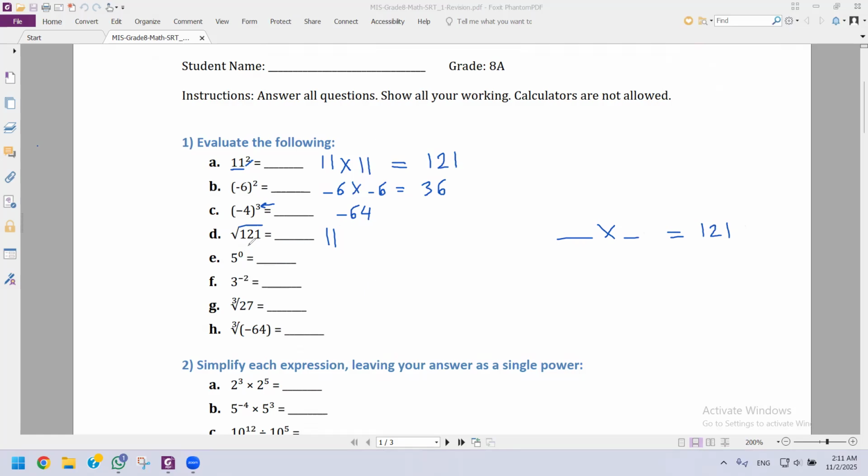Next, we have 5 to the power of 0. As you know, anything in math to the power of 0, whether if it is x, y, 10, whatever, it's equal to 1. So 5 to the power of 0 is equal to 1.